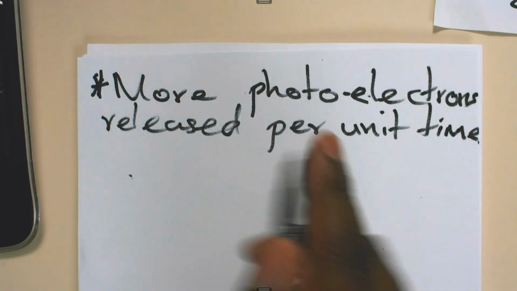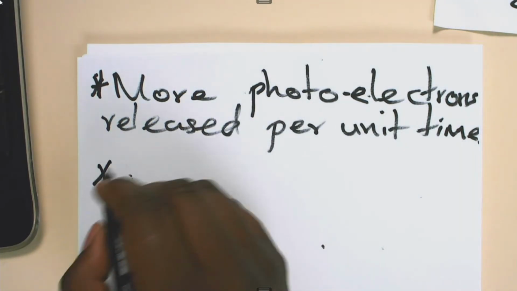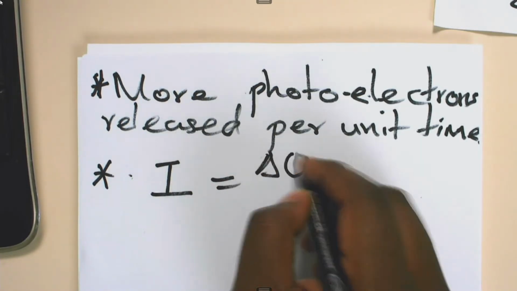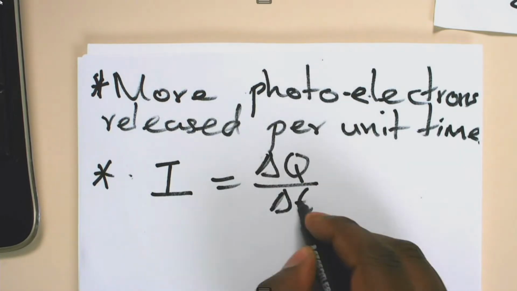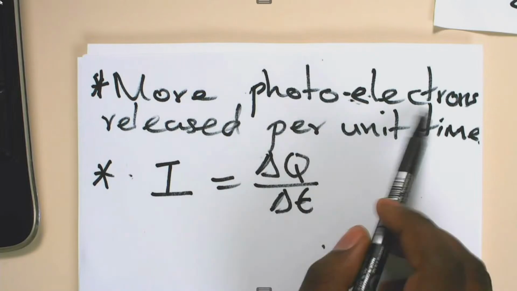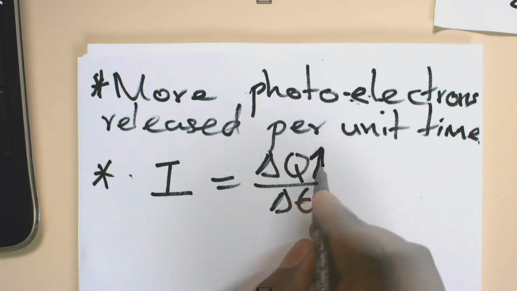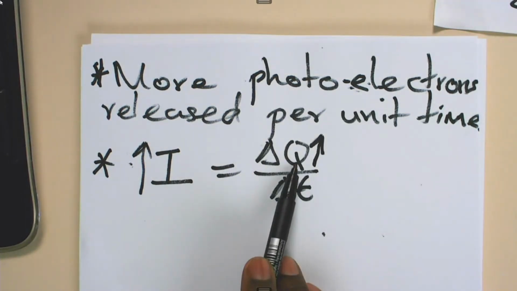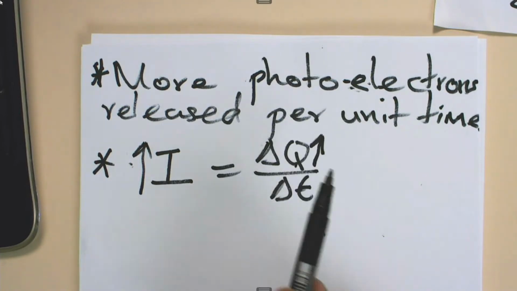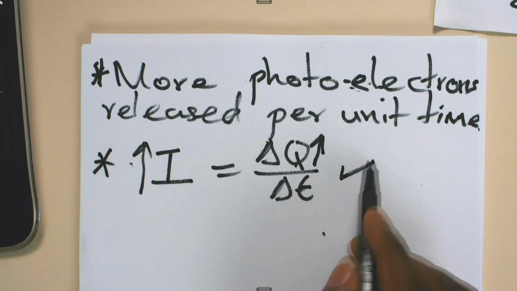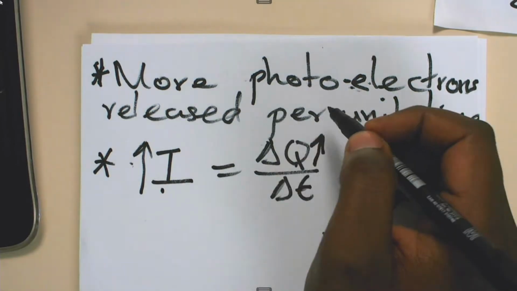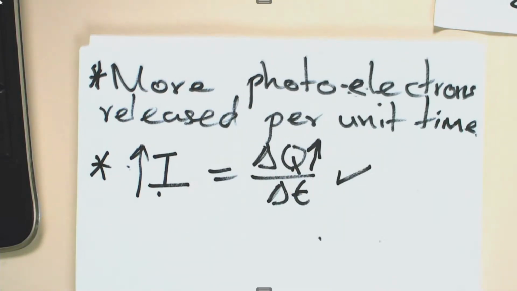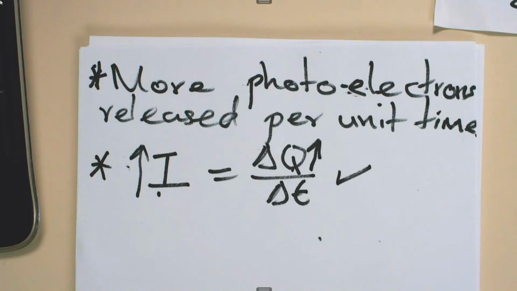in the photoelectric effect. So this implies that according to the formula of the current, we know current is given by charge over time. So if photoelectrons, these are the charges, increase, then your current will also increase. If you increase the amount of charge that is being released, then according to this formula, your current will also increase. That is how intensity affects the current that is being produced in the photoelectric effect.